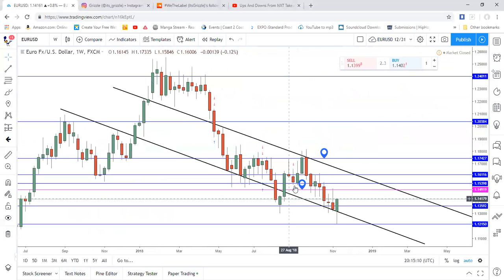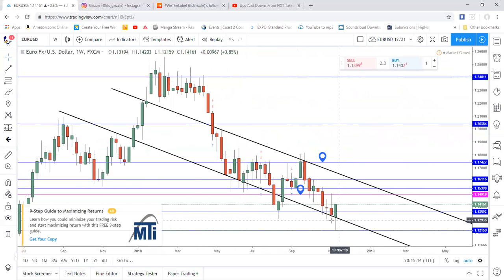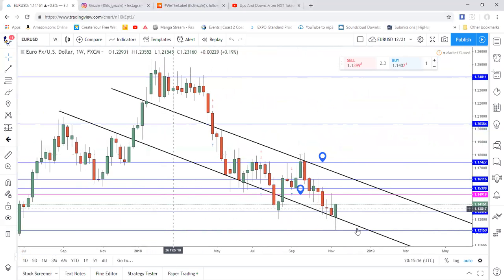Now, in this area, it looks like it has just perfectly done a nice little fake out in that area. And then it just closed above this trend line. So what does this mean?